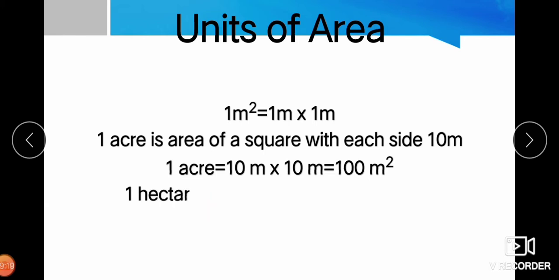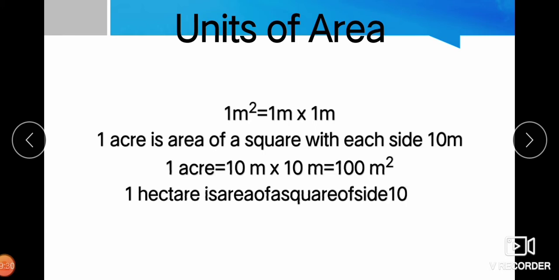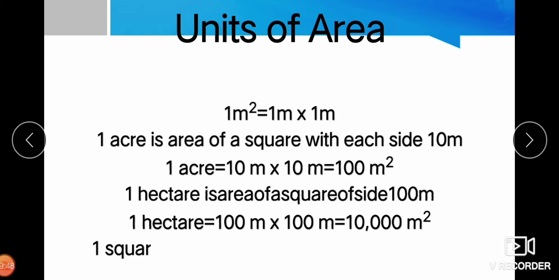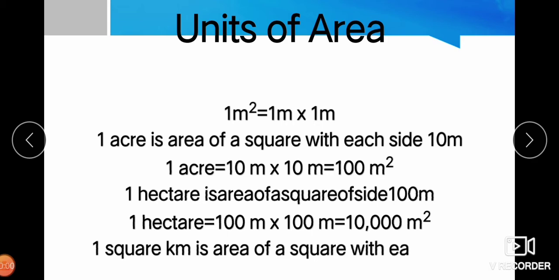1 hectare is the area of a square with each side 100 meter. And hence 1 hectare is equal to 100 meter into 100 meter, that is 10,000 meter square. 1 square kilometer is the area of a square of side 1 kilometer, that is 1 kilometer into 1 kilometer is equal to 1 kilometer square.